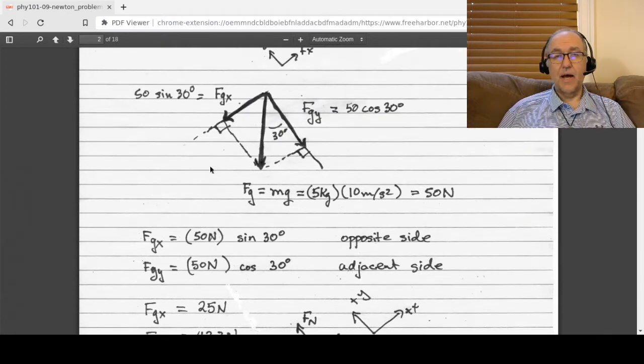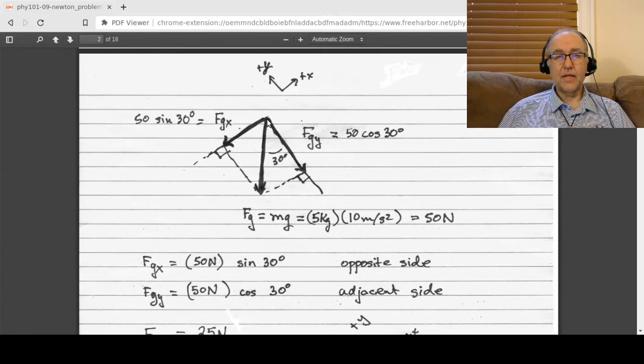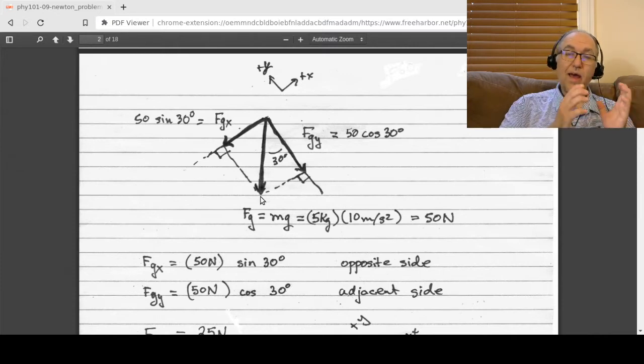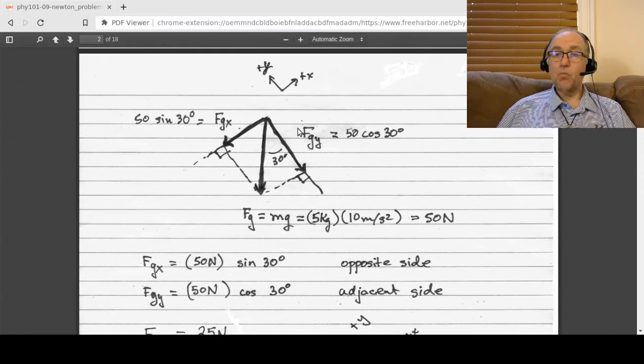So what we've effectively done is we've taken this vector here and we've decomposed it into a Y component and an X component. If you add the X component and the Y component, you get the original vector back. Why? Well, you can start with the X component first, and then add the Y component and you'll wind up where FG points. Or you could do the Y component first and then add in the X component and you'll get to the same point again. So FG is basically the sum of FGX plus FGY. And what does that mean?